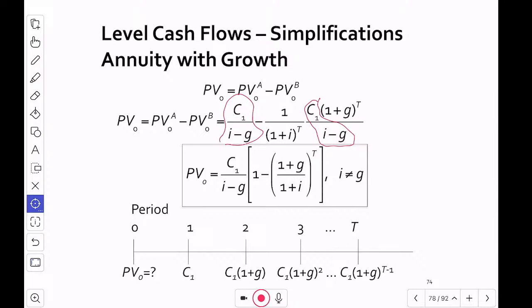Okay, Juan is asking, could you get a question with annuity due and growth? Annuity due with growth. Yes, you could also get an annuity due with growth, certainly. You have to create that formula for yourself.